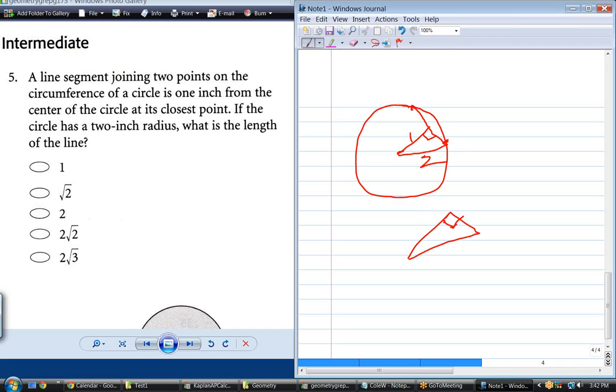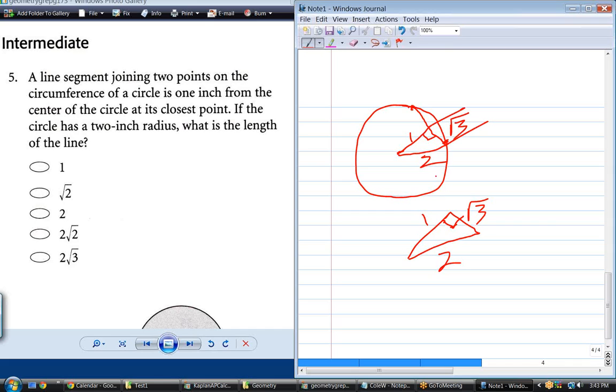Its dimensions are 1, 2, what's this one? Remember, your answer always starts out square root of. Remember, they've given us the hypotenuse, so it's the square root of the hypotenuse squared minus the other side squared. So that's square root of 3. So what's the length of that line? The square root of 3 is this right there.